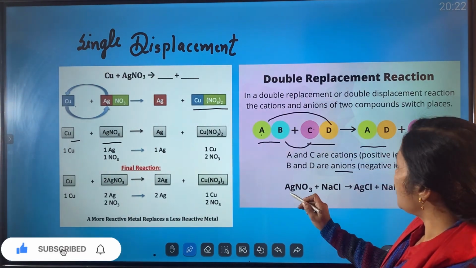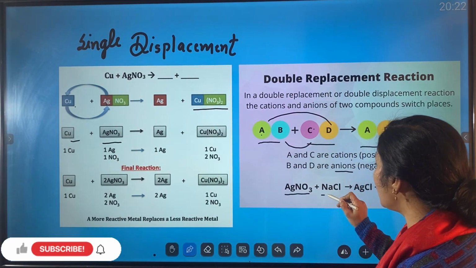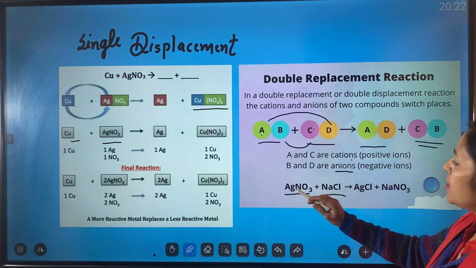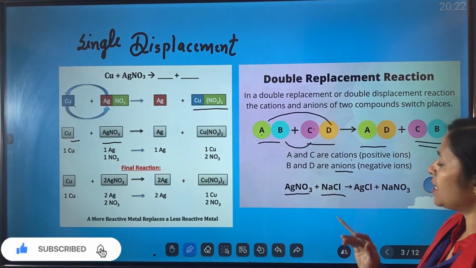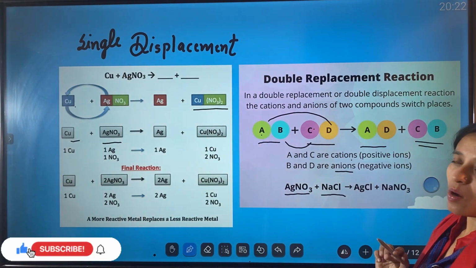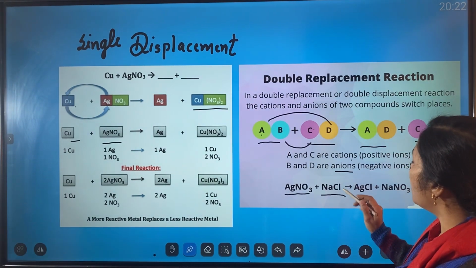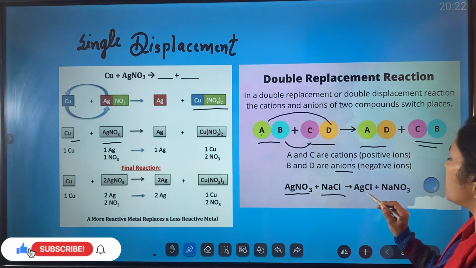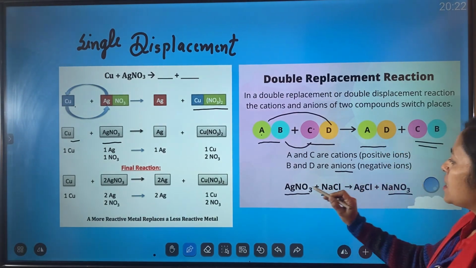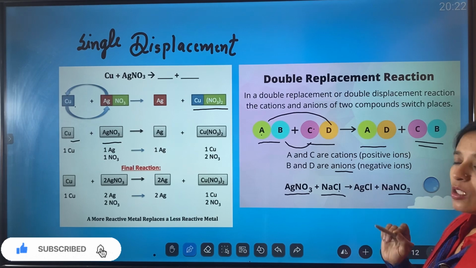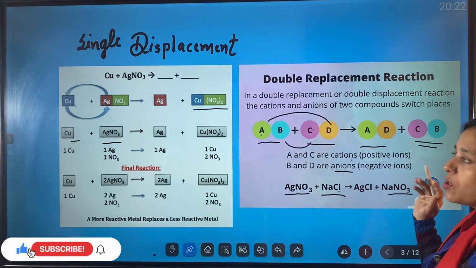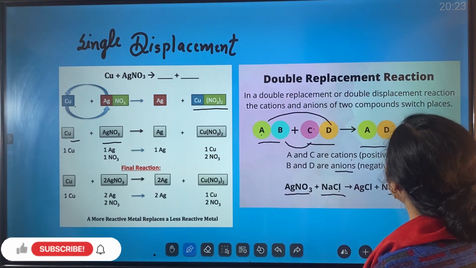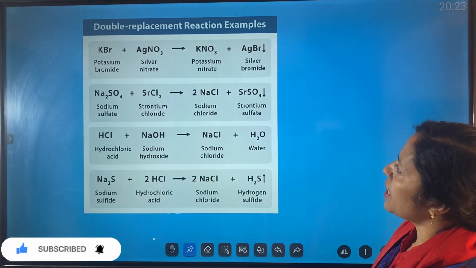For instance, I am taking silver nitrate and sodium chloride. Here silver is positively charged and sodium is also positively charged. Now what happens? When they react, sodium will combine with nitrate to form sodium nitrate and silver will combine with chlorine to form silver chloride. Such types of reactions are known as double displacement reactions.